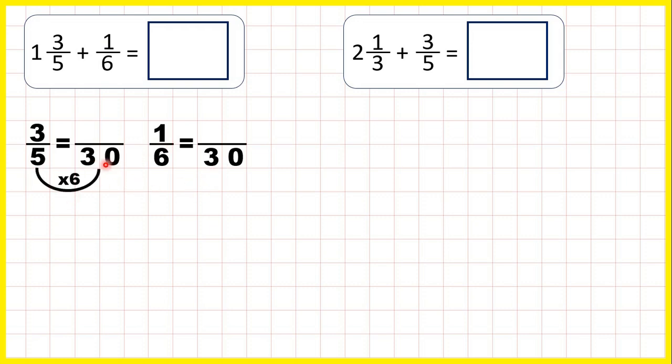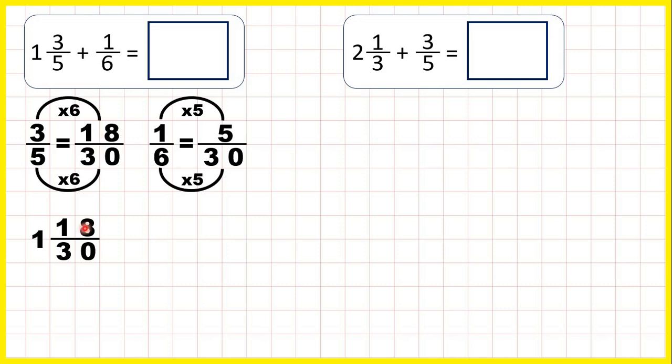5 times 6 is 30, 3 times 6 is 18, 6 times 5 is 30, 1 times 5 is 5. So instead of 1 and 3/5, we can have 1 and 18 over 30, and instead of adding 1/6, we can add 5 over 30.